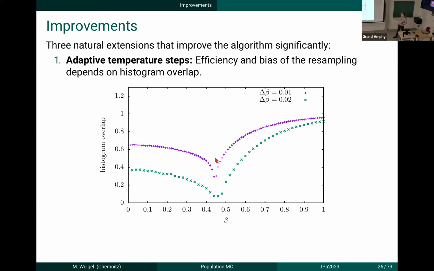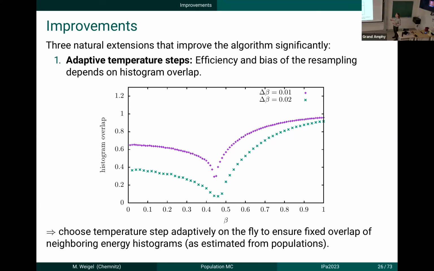But there is such a minimum, and that immediately indicates that you should choose more temperatures close to the critical point. One way of doing that systematically would be to ensure that you have a fixed overlap of the histograms. That can be done much more easily in parallel tempering, where such protocols have also been proposed. But for parallel tempering, you have to do pre-runs to determine the temperature schedule. Once you fix that, then you can do the final thing.